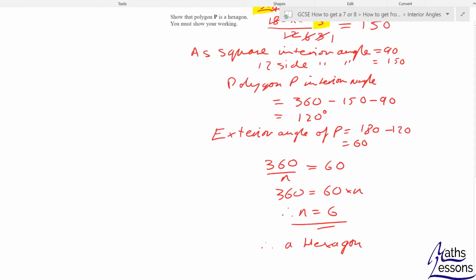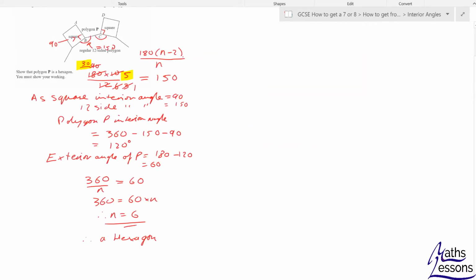What you'll notice is it says "show that". So it's really important you lay out your argument to get all the marks. If you can't lay out your argument and go from step to step to step, then you will not get all the marks for this question.